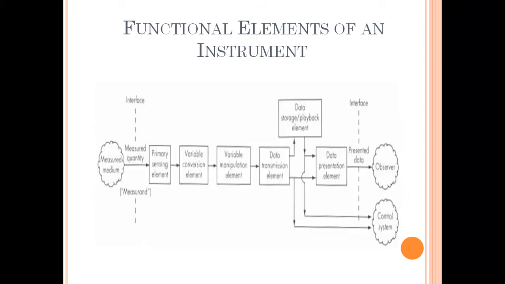Functional element of an instrument consists of measured medium, primary sensing element, variable conversion element, variable manipulation element, data transmission element, data presentation element, and then observer. So we will discuss all these components in detail one by one.